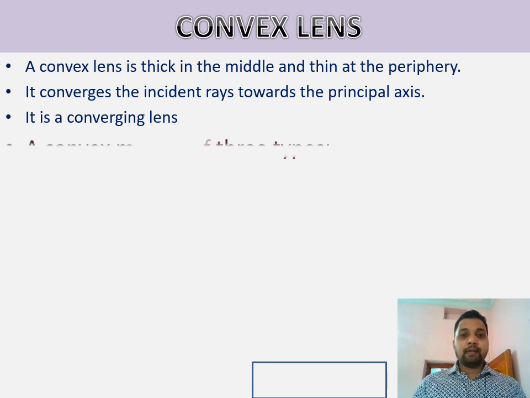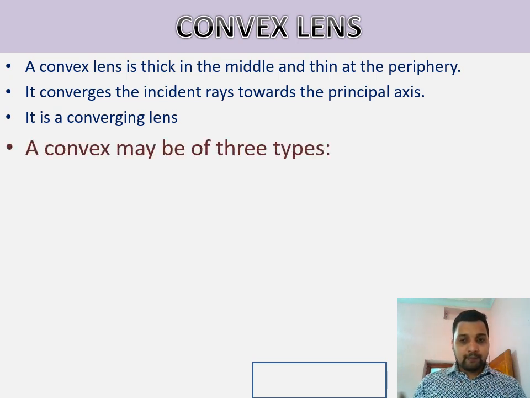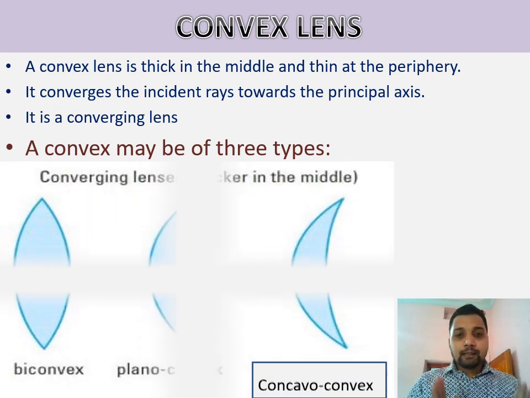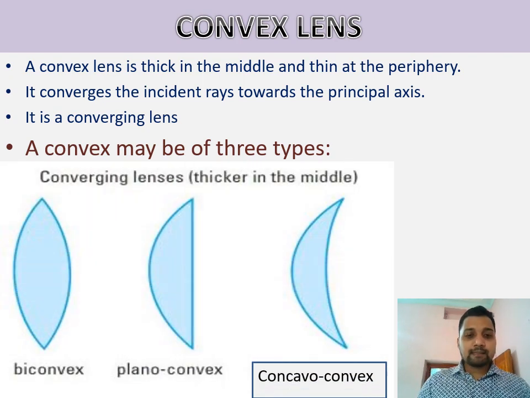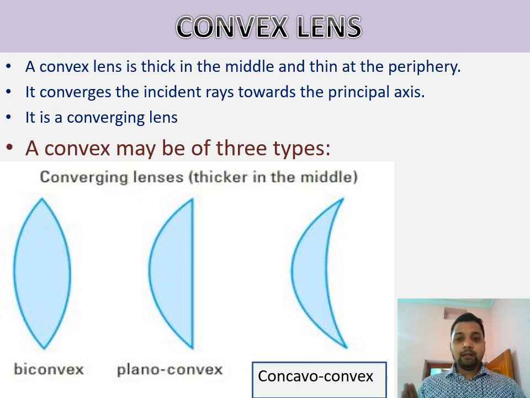This lens again has three types depending upon the shape. Where both sides are convex, it is called a biconvex lens. One side plane and the other side convex is called a plano-convex lens. One side concave and the other side convex is called a concavo-convex lens. All these three types of convex lens have the property to converge the light rays.